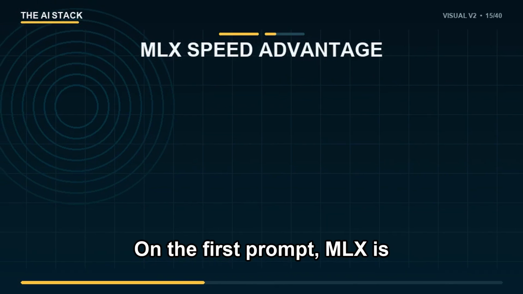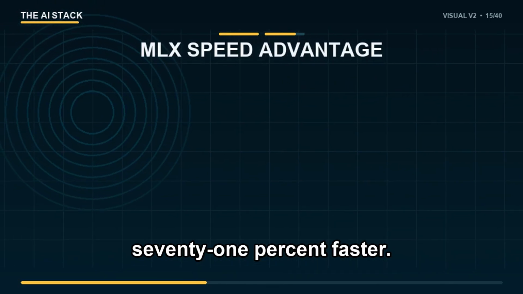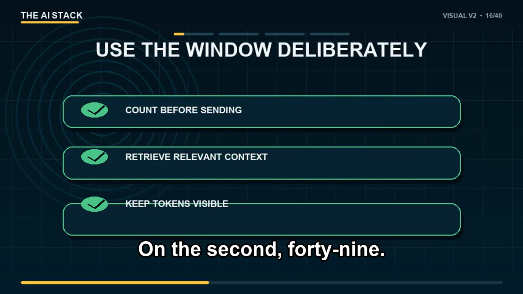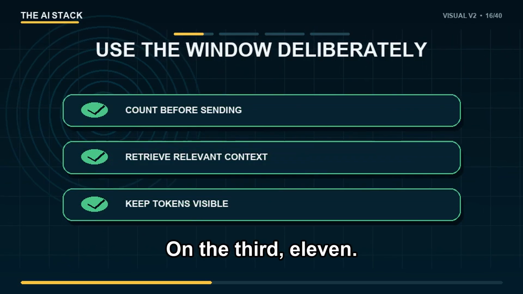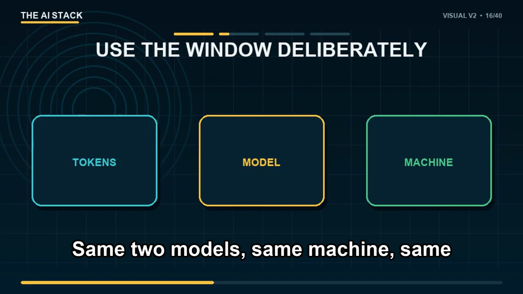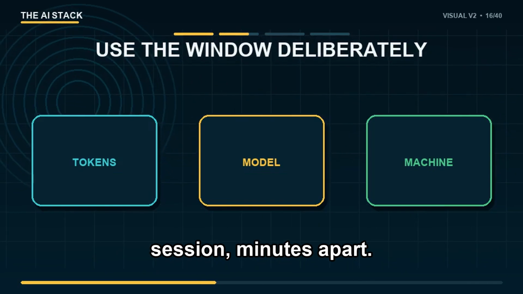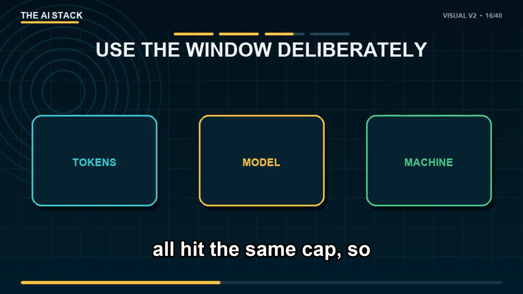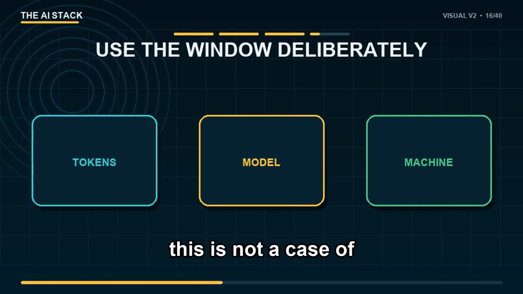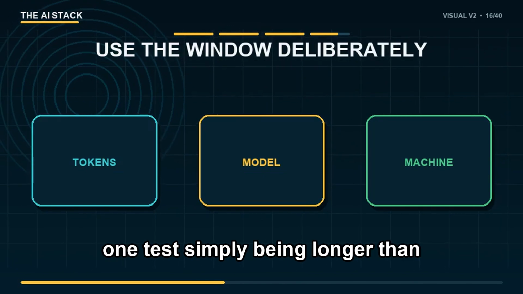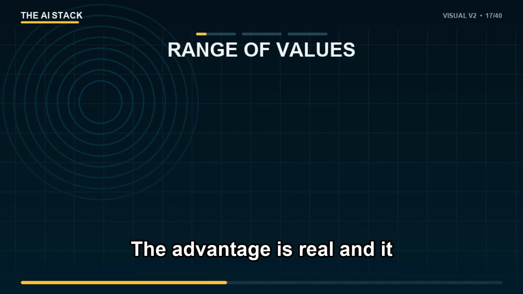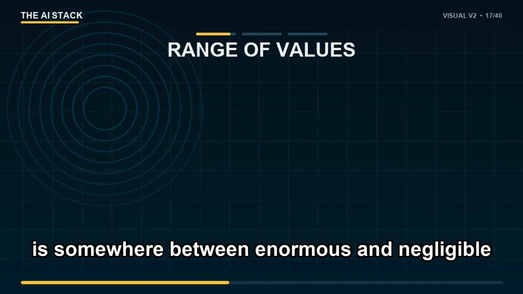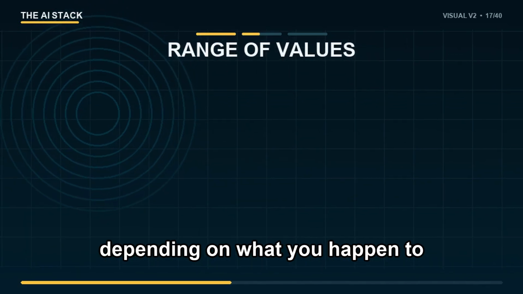On the first prompt, MLX is 71% faster. On the second, 49. On the third, 11. Same 2 models, same machine, same session, minutes apart. Every one of those runs generated exactly 300 tokens because they all hit the same cap, so this is not a case of one test simply being longer than another. The advantage is real, and it is somewhere between enormous and negligible depending on what you happen to ask.